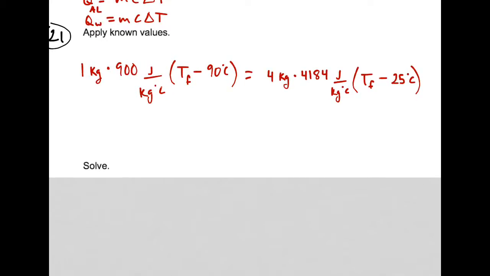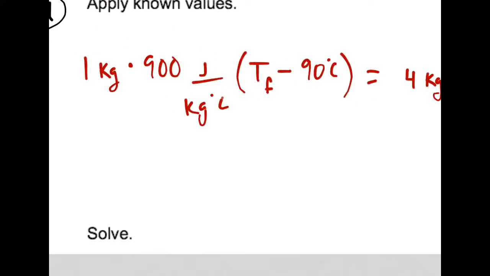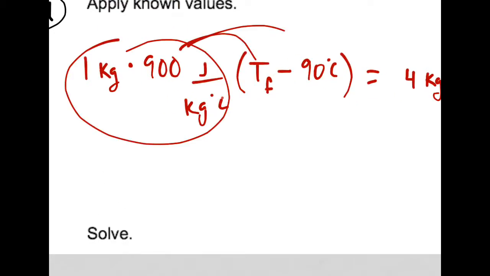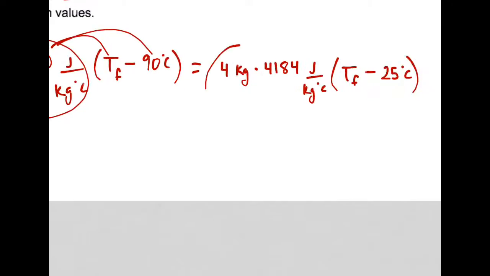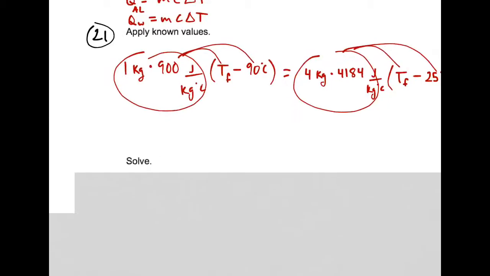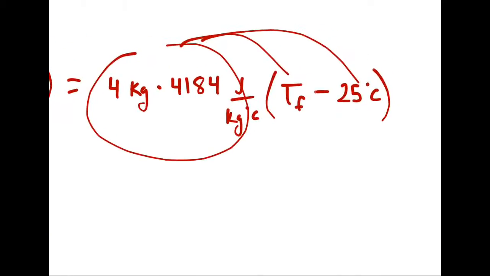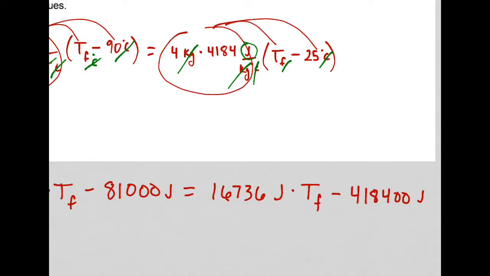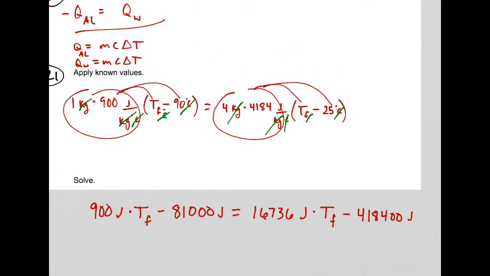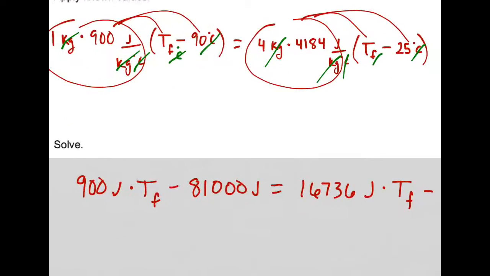1 times 900 is 900. I'm going to take this and distribute it. And then 4 times 4,000, and so on. I'm going to distribute that as well, so I'll rewrite that down below. Notice how my units cancel out. The kilograms will cancel, and the degrees Celsius will cancel on each of those. I'm just left with joules, which is good because these are equations for energy transfer, which is in joules.